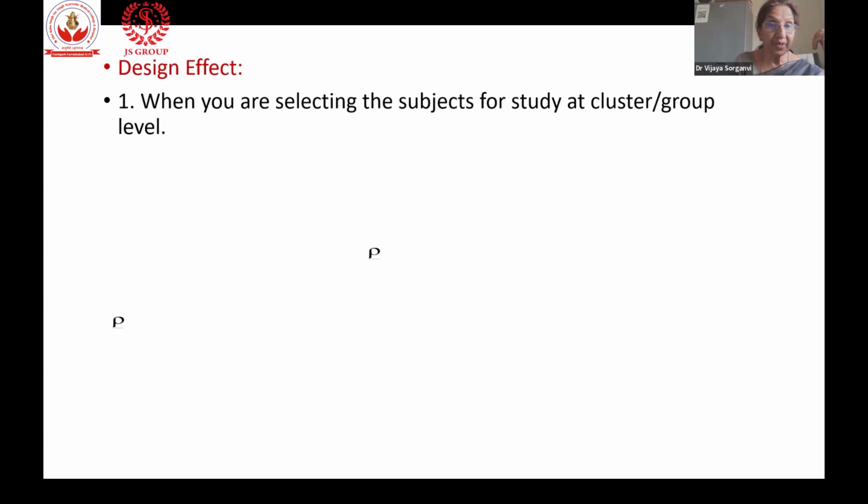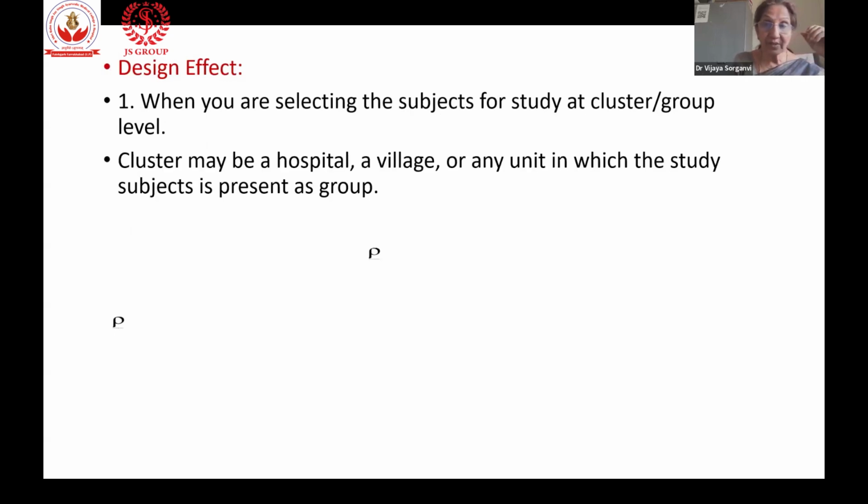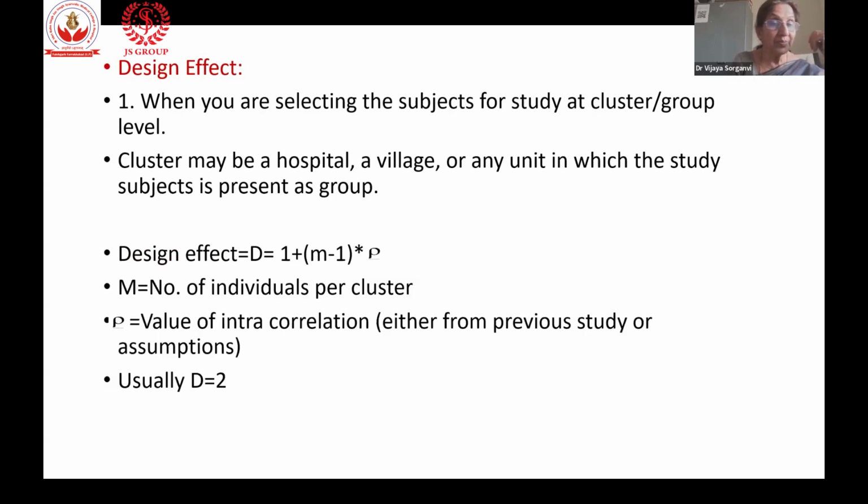Then design effect. When you are selecting subjects for a study at cluster or group level, we use the design effect. For a one-group study, we will not consider the design effect. When we take clusters, meaning different groups in a study, there we use the design effect. Design effect D is 1 plus (m minus 1) times rho. m is the number of individuals per cluster, per group, meaning how many sample we are taking in each. That is small m.